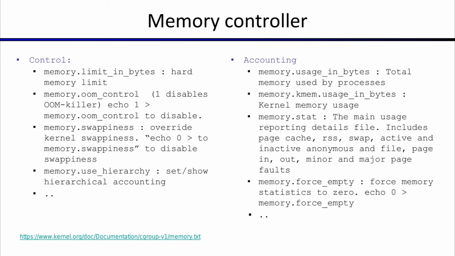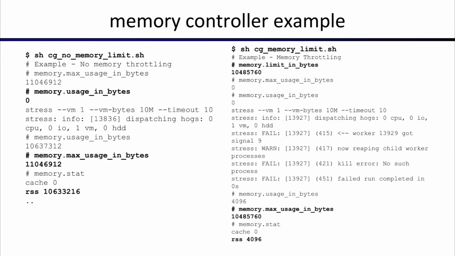So for this test, I have done a couple of shell scripts, one with no memory limit. The right one is with a memory limit. And I use the tool stress, which helps run a certain number of workers and put a certain load on the system. I am running stress with --vm 1, which means one virtual memory worker to be generated, and the load that will be generated by this worker is 10 meg of memory and a timeout of 10 seconds, so it runs for 10 seconds and times out.